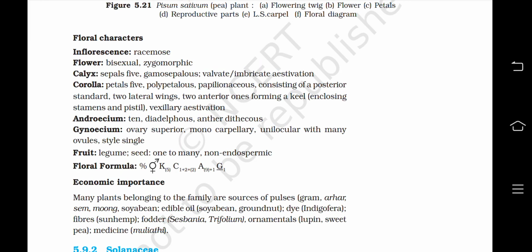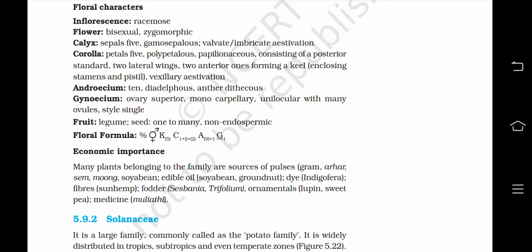Gynoecium: ovary superior, monocarpellary, unilocular with many ovules, style single. Fruit, legume; seed, one to many, non-endospermic. Floral formula is zygomorphic, bisexual, calyx 5, corolla 1 plus 2 plus 2, androecium 9 plus 1, and gynoecium single and superior.